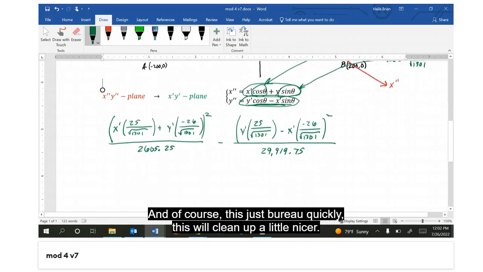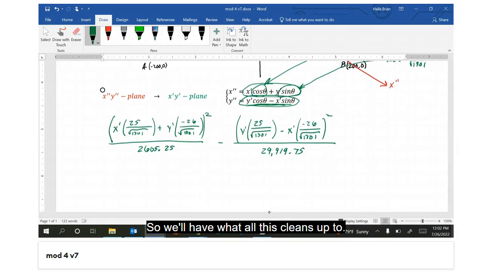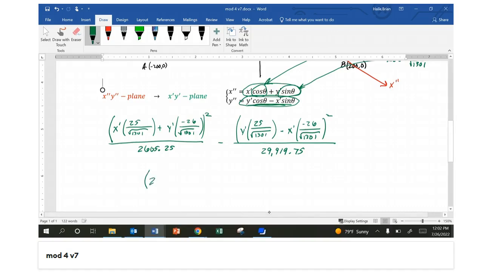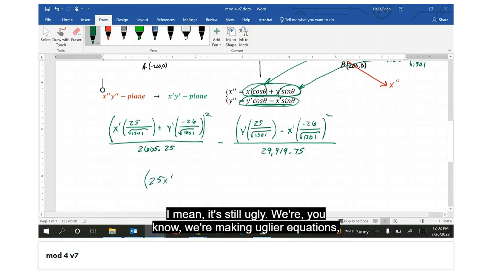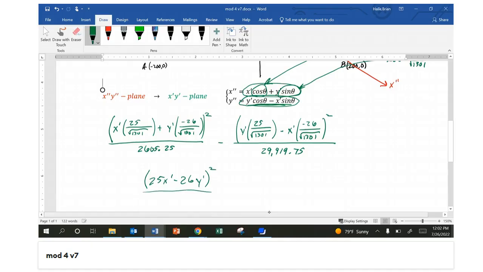And of course, just real quickly, this will clean up a little nicer. We'll try to do what we can. We're going to get big numbers in the denominator, but that's all right. It still looks a little nicer. So all this cleans up to, I mean, it's still ugly. We're making uglier equations, but we've got to get them referenced in the right place, the right plane.